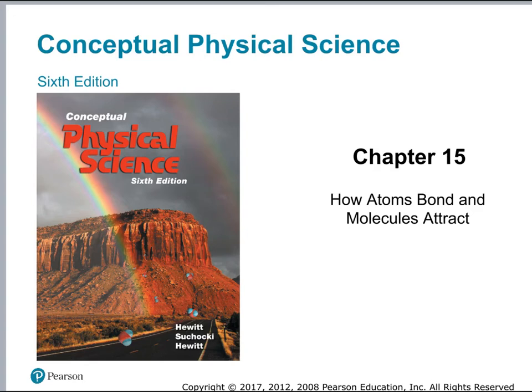Okay, in this chapter, we're going to examine two very important questions. The first is, how do atoms bond together? We know that different atoms can join together in order to form molecules. Two hydrogen atoms can bond together to form an H2 molecule. Two hydrogen atoms can bond with an oxygen atom to form H2O, or water. So how is it that these atoms bond together like that?